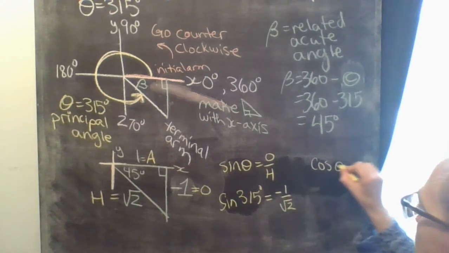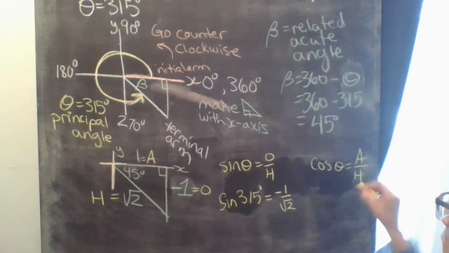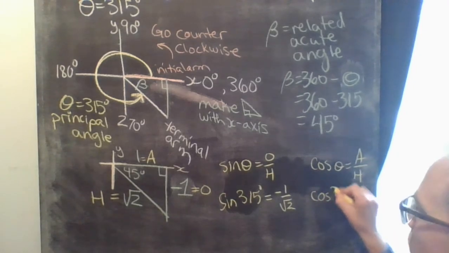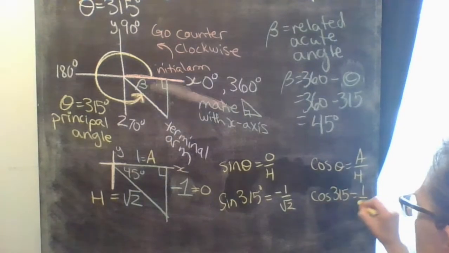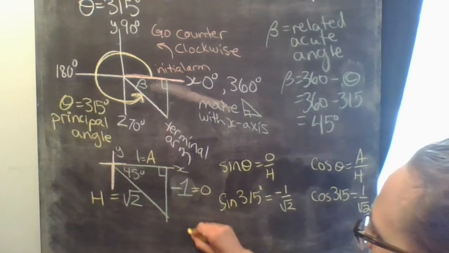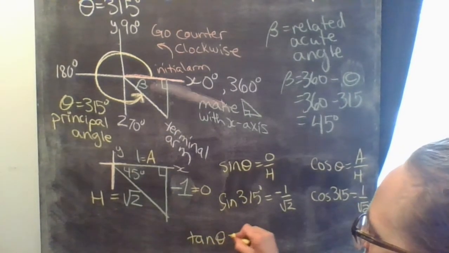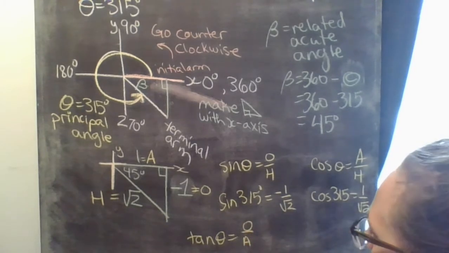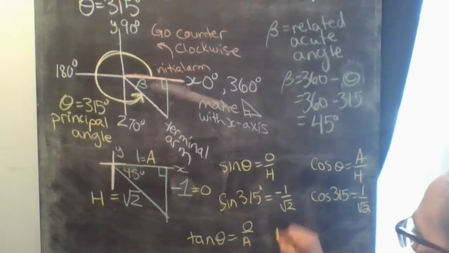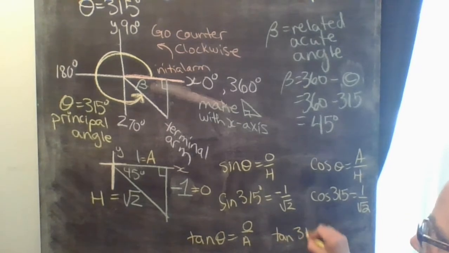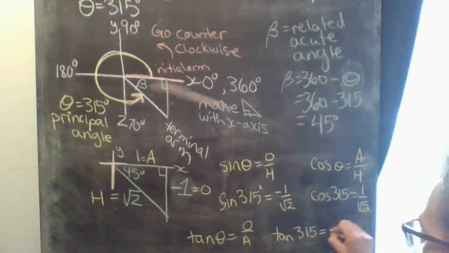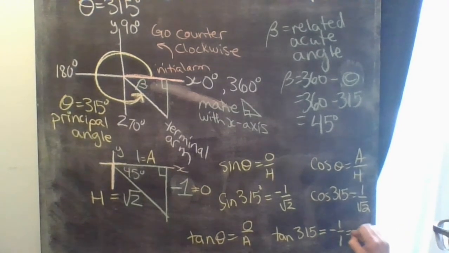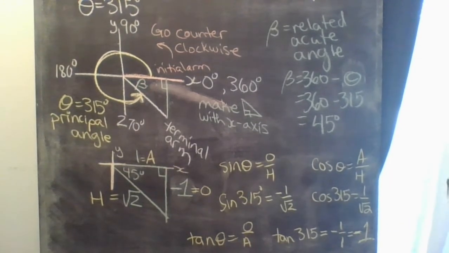Cos angle, remember, is adjacent over hypotenuse. So that means cos of 315 is going to be positive 1 over root 2. And tan angle, remember, is opposite over adjacent. So that means that tan of 315 is going to be equal to negative 1 over 1, which gives me a final answer of negative 1.